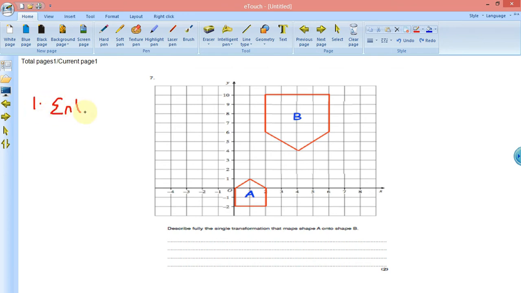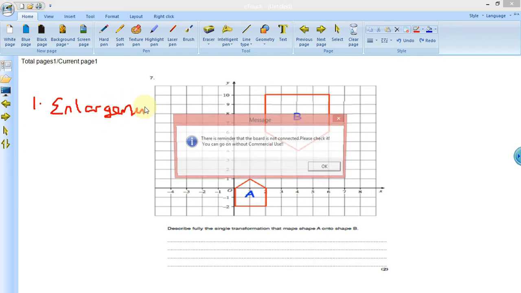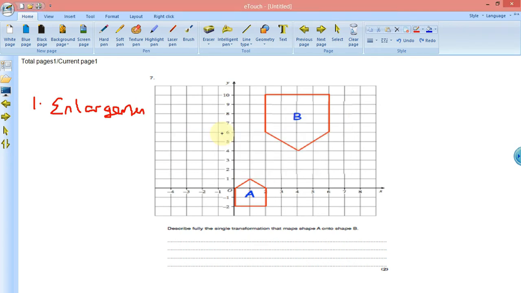That's 1. So you need 2 more pieces of information, because if it's enlargement, then you should be able to tell us what the enlargement point is, or the center of enlargement, if you don't mind, or the reference point. Then finally, you give us the scale factor. So 2, let's determine the enlargement point.